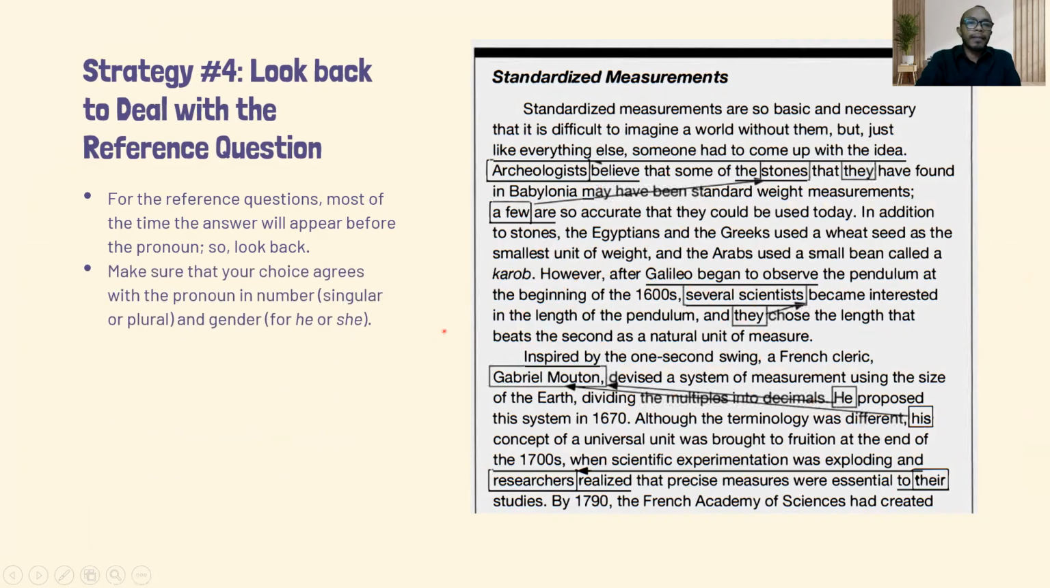Okay. And then don't forget to make sure that your choices agree with the pronoun. And you can see that usually from the number, whether it's singular or plural. For example, they here means it will be something more than one. So several scientists will be suitable for that description. And also gender can help. So he or she. So here, for example, he refers to a man named Gabriel Mouton.